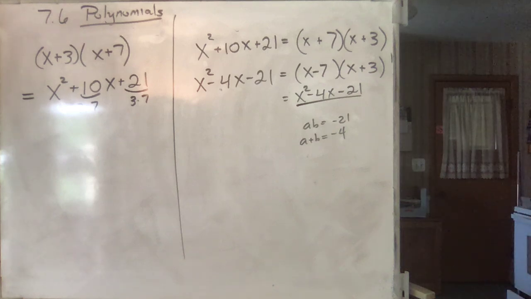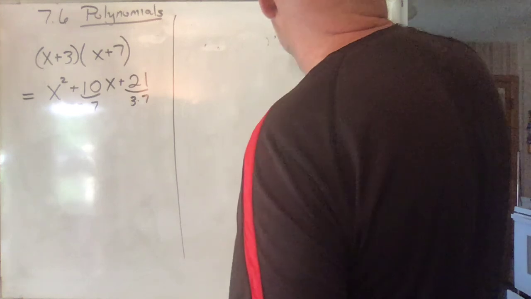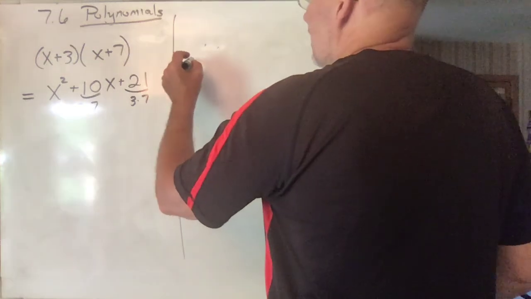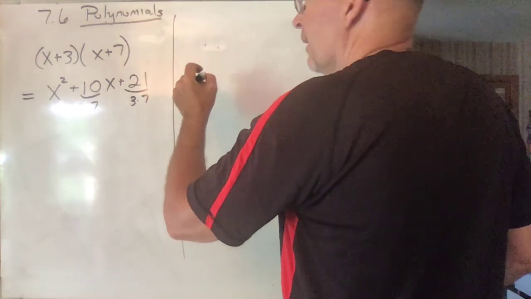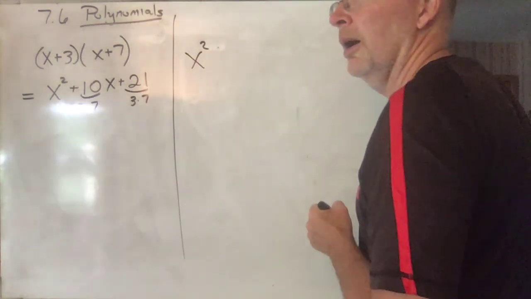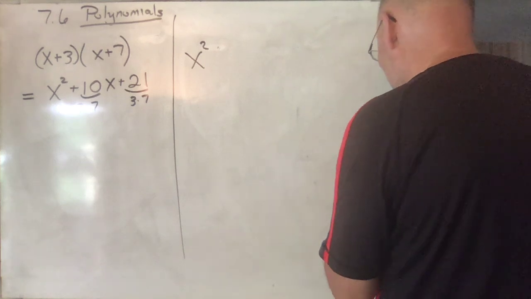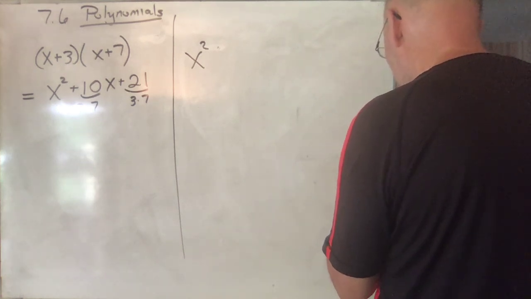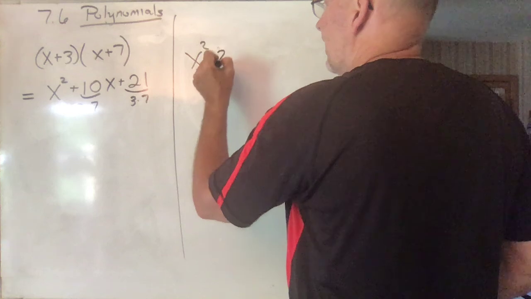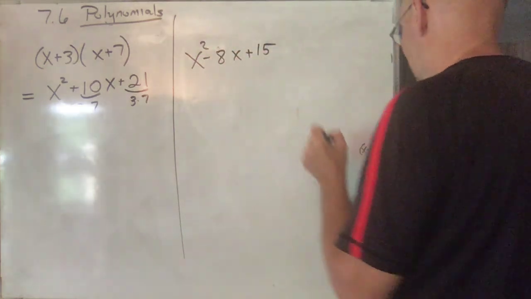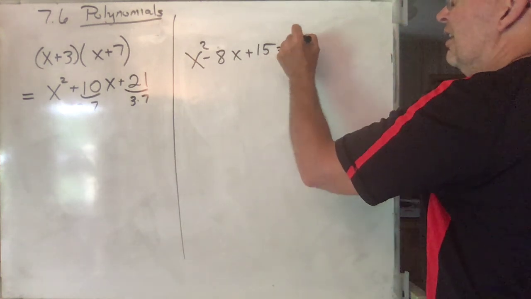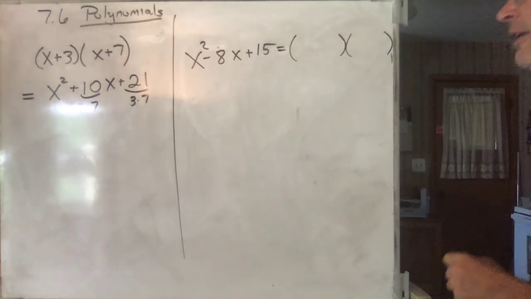Okay, let's just try a couple more just for practice. Okay, let's see. I'm going to have to come up with one in my head here. How about this one? How about x squared minus 8x plus 15. Okay, x squared minus 8x plus 15. So let's see how we can factor that.